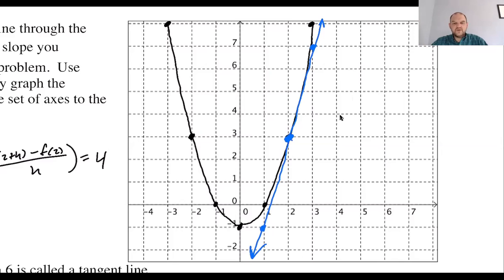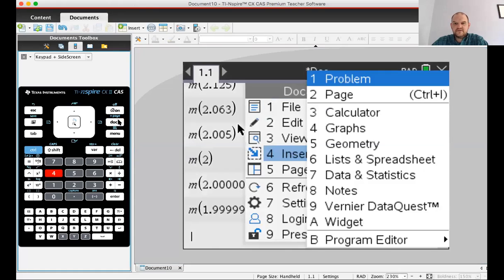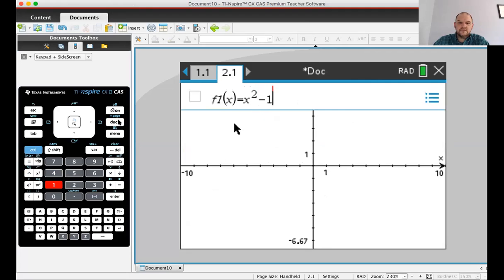In fact, let me do a better job by using some sort of technology to do this. What are we thinking? I think calculator, maybe. I'm a little better at zooming on the calculator than I am on GeoGebra. So I'm going to insert a new problem. I'm going to go to the graph and graph x squared minus 1.